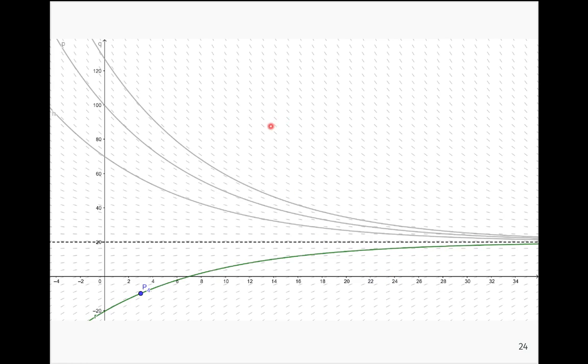Now change the value of k. I'm not doing a dynamic component here, but if you put things into Geogebra and change the value of k, all of your slope field indicators will wiggle around and all your solution curves will follow orders. That's a very good thing to do.